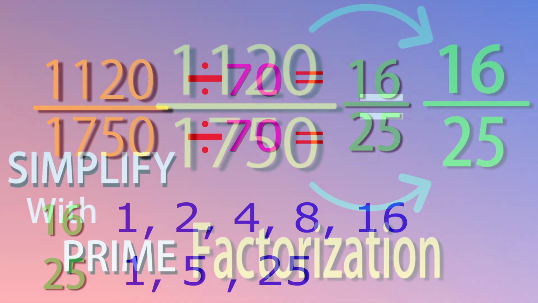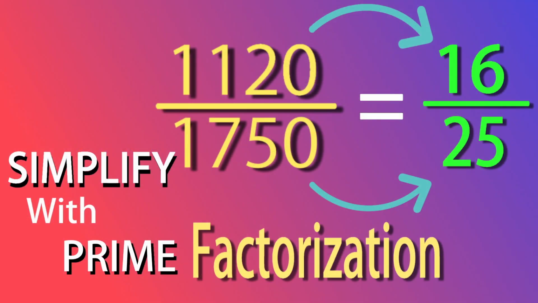So that's how to find the highest common factor of numerator and denominator using prime factorization, so you can simplify fractions. Don't forget to check my previous video, which gives a detailed breakdown of how prime factorization works.